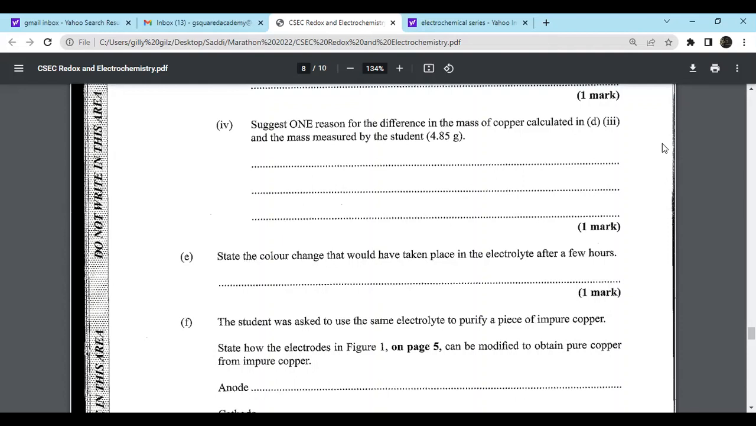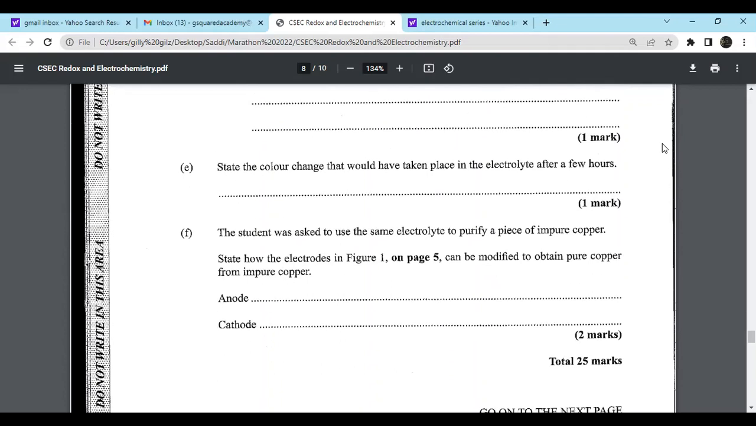State the color change that would have taken place in the electrolyte after a few hours. Well, remember we have mentioned this already that copper 2 sulfate, or copper 2, is actually blue. So if the solution is losing copper 2 plus ions, then the solution is going to get paler and paler and paler. After a few hours, it might look colorless, might. Okay, but it's going to lose the blue color.